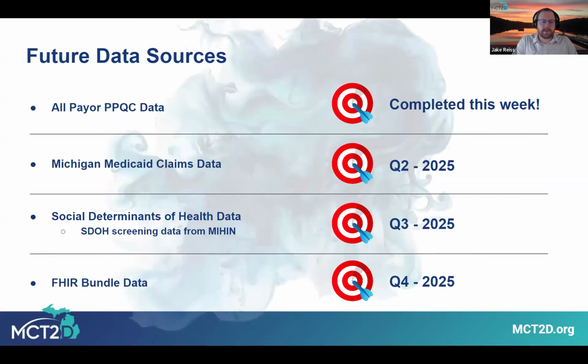So from future data sources, like I mentioned, the all-payer PPQC data attribution through the ACRES system was completed this week. So that's really exciting. And that will continue to expand as better patient matching improves. We also have a slate of new data sources planned for 2025, including Michigan Medicaid claims, which is slated for Q2 of next year, SDOH data, which is slated for Q3 of next year, and FHIR bundle data, which is a separate set of clinical data that will supplement the current clinical data that we have, which really focuses on inpatient hospitalizations and that type of data set, that will be incorporated in Q4 of next year.